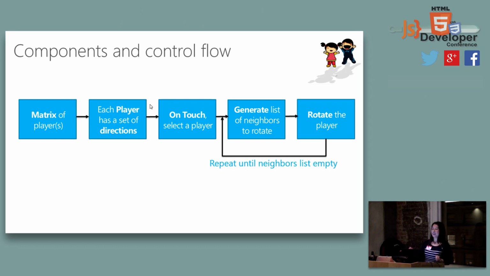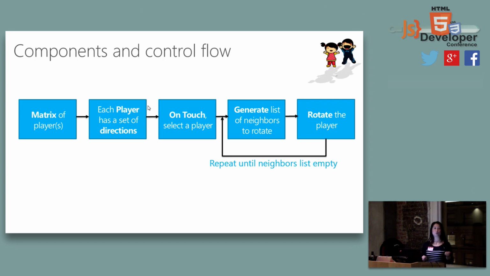Each player has 4 sets of directions. You touch one player, and it will generate a list of neighbors to rotate. That's the part of the game, to rotate. They could actually hit the big 5. Then you go through that list, because that list causes the other part of the list to go. So it's an iterative kind of loop, until they finish emptying all the neighbors, until the list is empty.